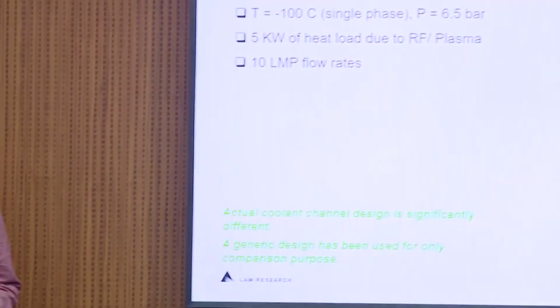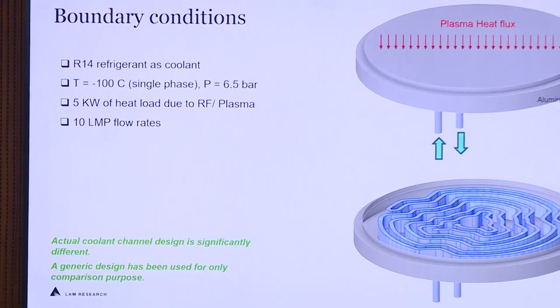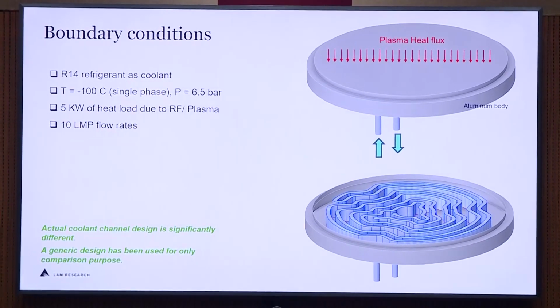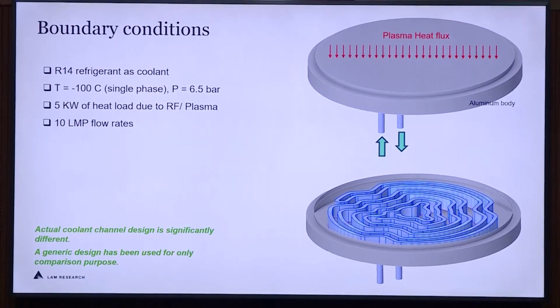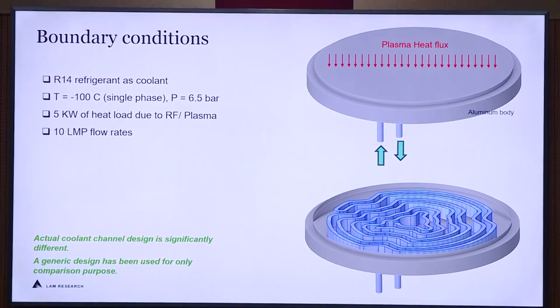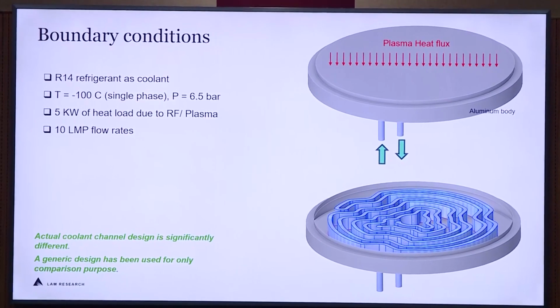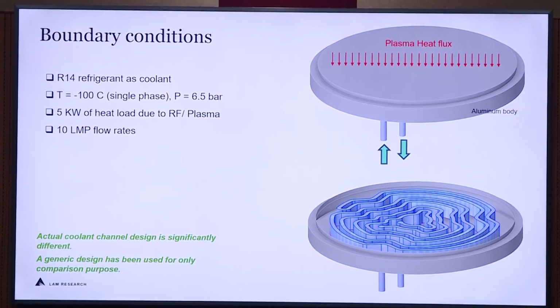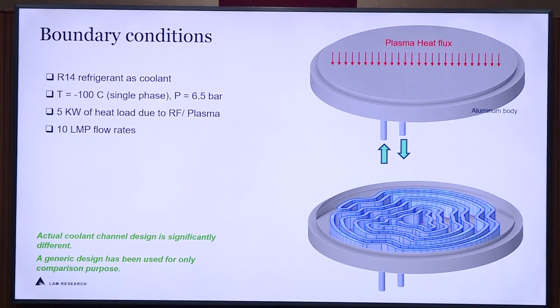And we use coolant at -100 degrees centigrade. It enters the system in a subcooled region, takes the heat, so you see some boiling, and we try to maintain the exit at a quality of 20%, not more than that. Otherwise, we might get some issues with this cryo situation. We use 5 kilowatts of heat load, which is a huge heat load for the small area, and we use a 10 lpm flow rate.